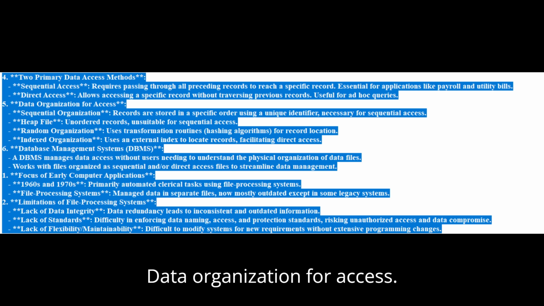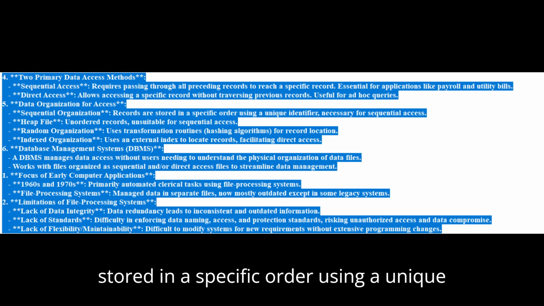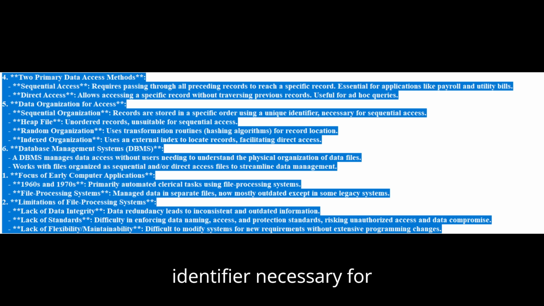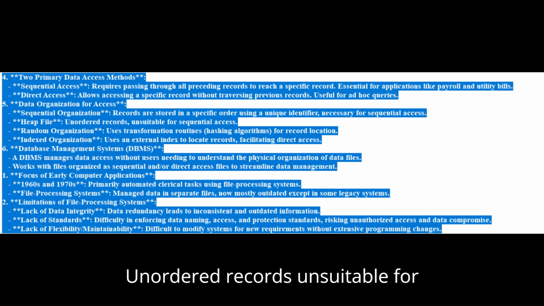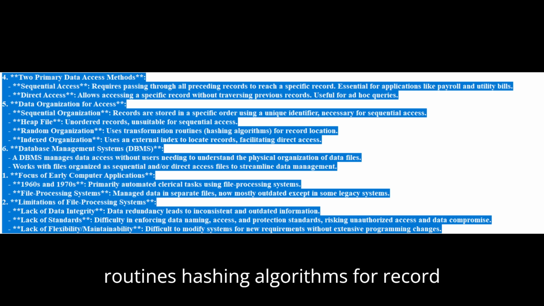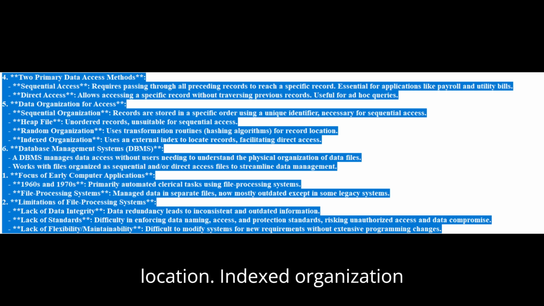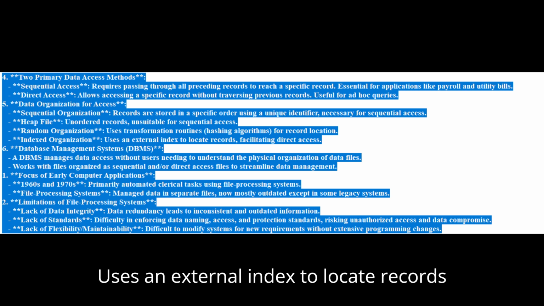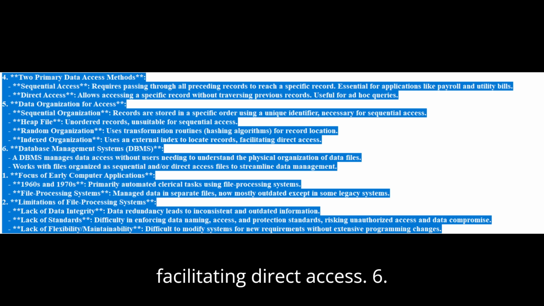5. Data organization for access. Sequential organization: records are stored in a specific order using a unique identifier, necessary for sequential access. Heap file: unordered records, unsuitable for sequential access. Random organization uses transformation routines, hashing algorithms for record location. Indexed organization uses an external index to locate records, facilitating direct access.